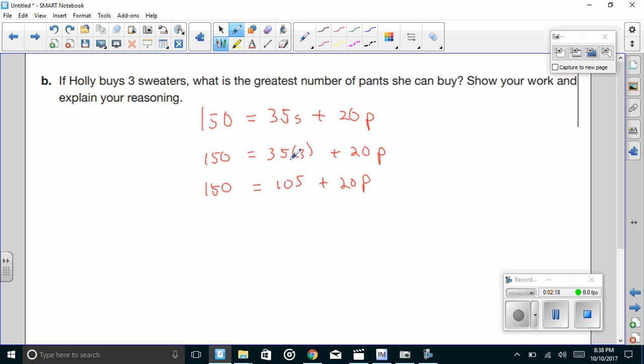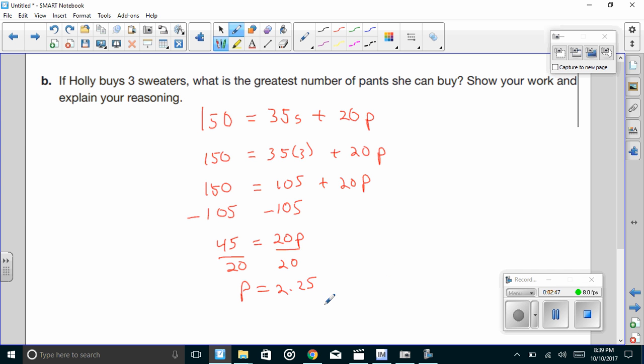So first I multiplied the 35 times 3. All right. Next, I'm going to subtract the 105 on both sides. That's going to give me 45 is equal to 20p. Bring down the 20p. And finally, I'm going to go ahead and divide by 20. That's going to give me 2.25.